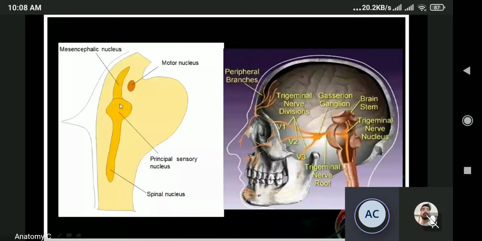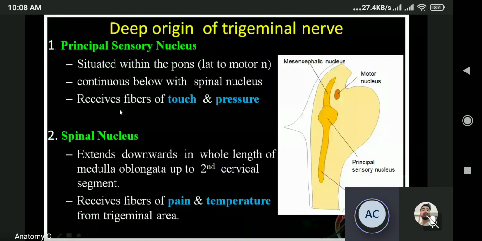Each is for different functions. The spinal will receive pain and temperature sensation. The principal will receive touch and pressure. Mesencephalic will receive muscle and joint sensation. Now first move to the principal nucleus. The principal nucleus of the trigeminal nerve is present within the pons. It will continue below with the spinal nucleus and above with the mesencephalic nucleus. This one is the principal. It will receive the fibers of touch and pressure.